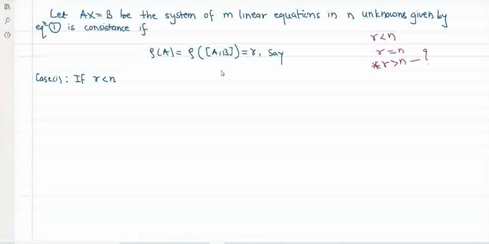The answer is no, because rank is the minimum of m and n. No, that is not possible. Only two possibilities there. So from that I am taking R is less than or equal to n. Then Ax equal to B, meaning the given system, Ax equal to B has infinite solutions. How to find that, I will explain through an example.